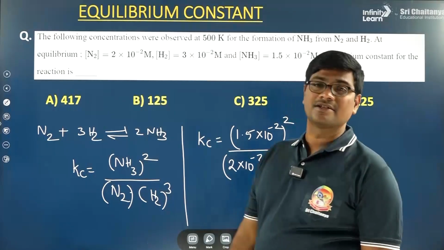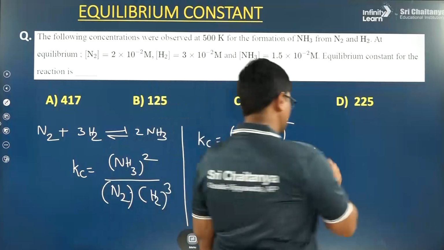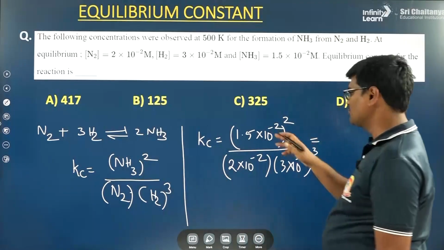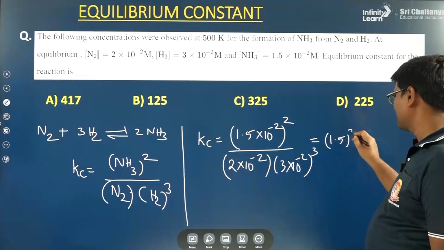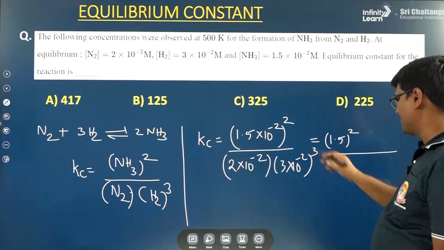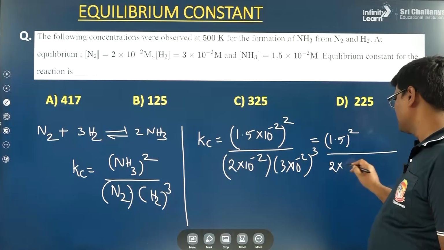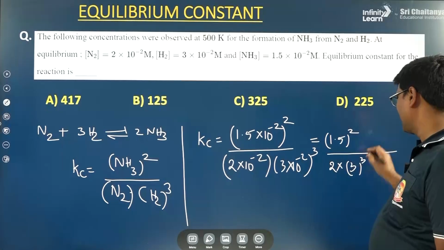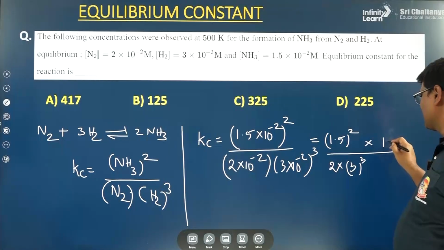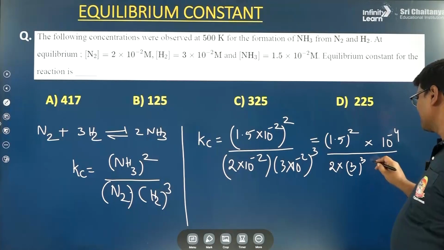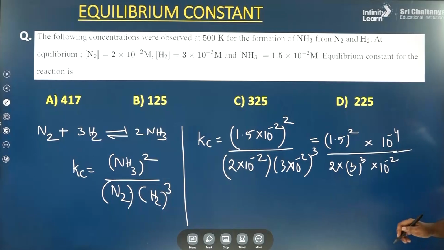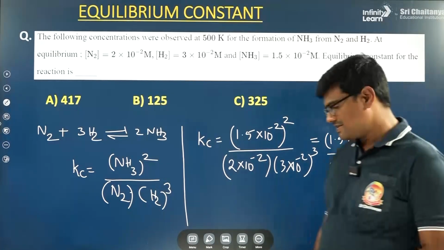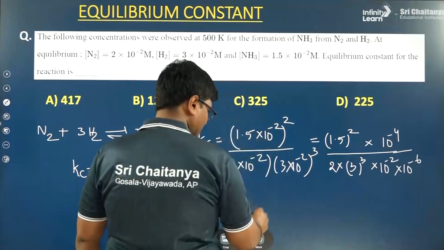So this is the concentration. After substitution, let's do this value. This is 1.5 square. I am separating the exponents and the pre-exponents. This is 2 and this is 3 cube. Then let's see the powers. 10 power minus 2 square, that is 10 power minus 4, and this is 10 power minus 2, and then we are going to get 10 power minus 6. Are you clear with this? Then we need to solve this further.